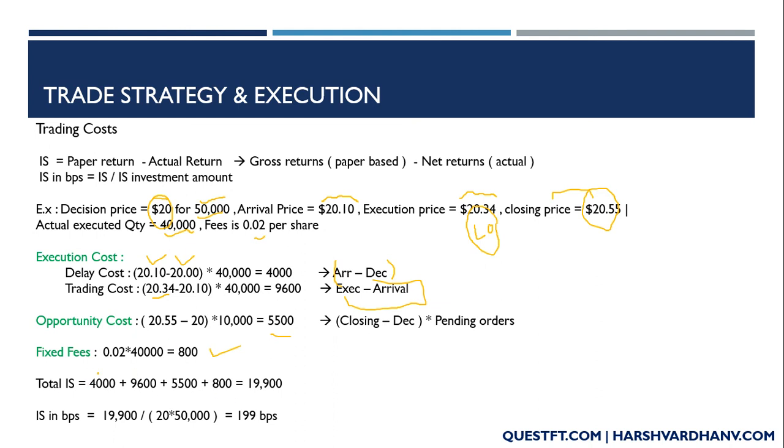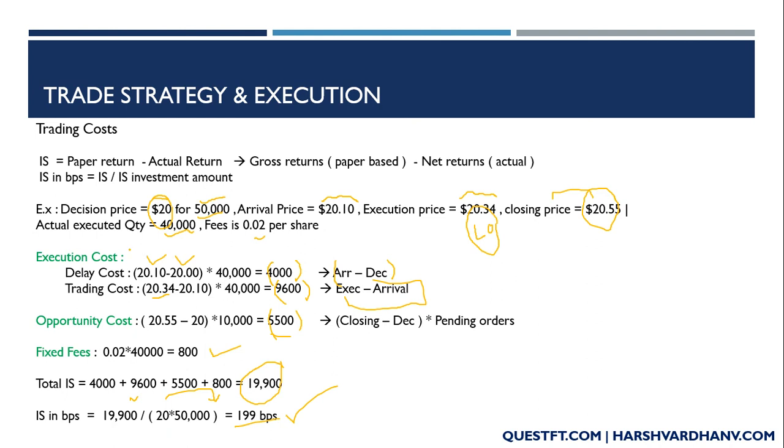So what is the total implementation shortfall? It is 4,000, which is coming from the delay cost, 9,600, which is coming from the trading cost, and 5,500, which is coming from the opportunity cost and the fees. It is 19,900. In BIPs, it's basically the cost divided by the actual investment amount. In the question, it could also be mentioned in BIPs. So this is the formula that you have to use.